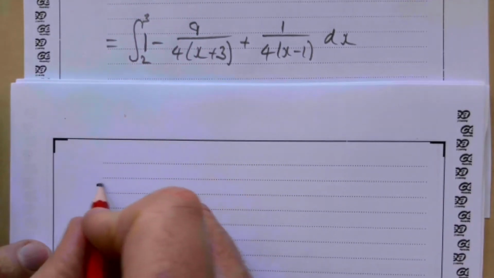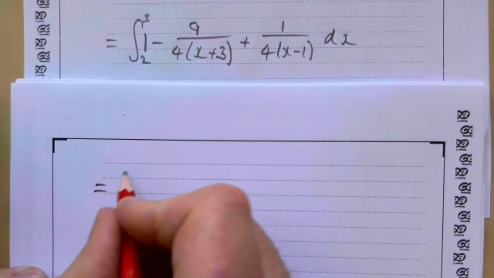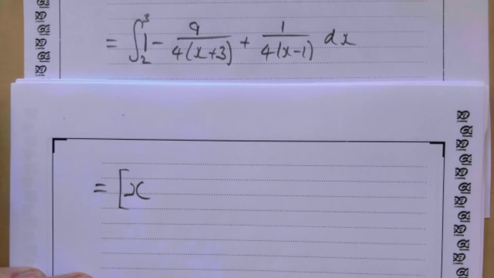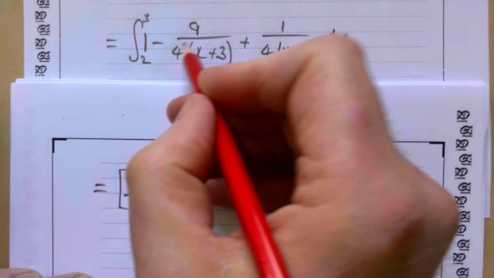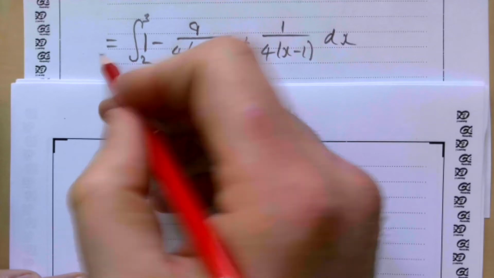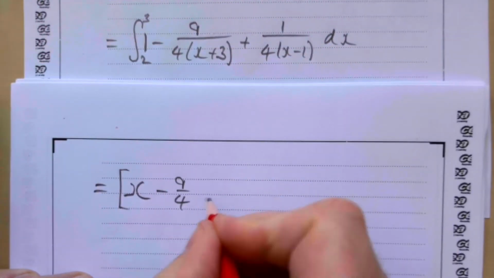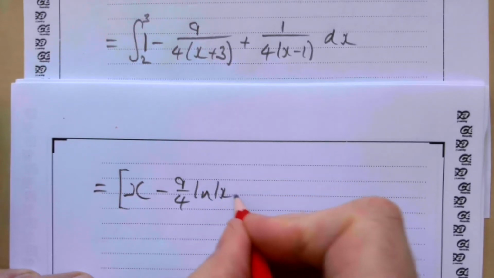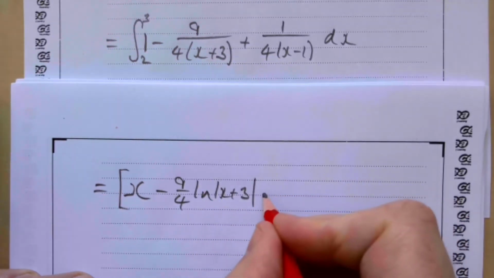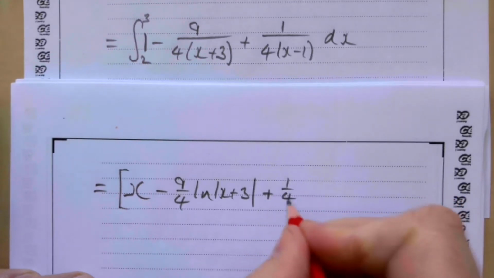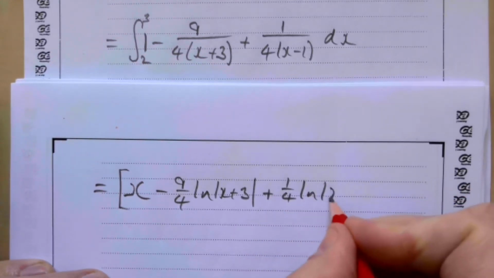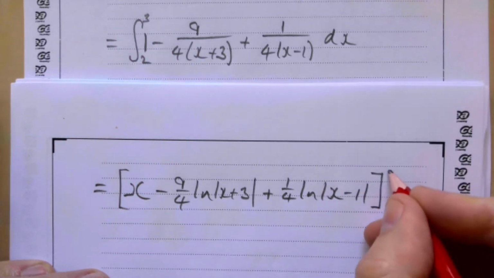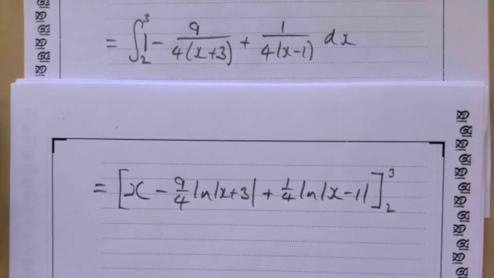So let's integrate. Again, be careful. Hopefully I'm not moving too quickly for people. Integrate the 1. I get an x. Take away. So again, if you wanted to take the 9 over 4 at the top and just take it out the front, it's going to be 9 over 4 ln x plus 3 plus a quarter ln x minus 1 between 3 and 2.